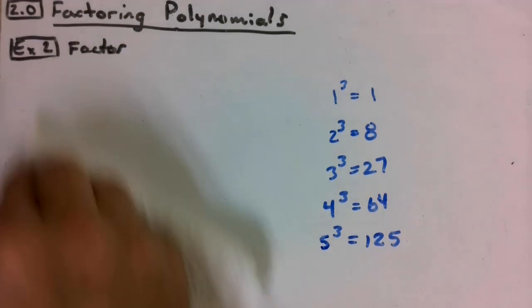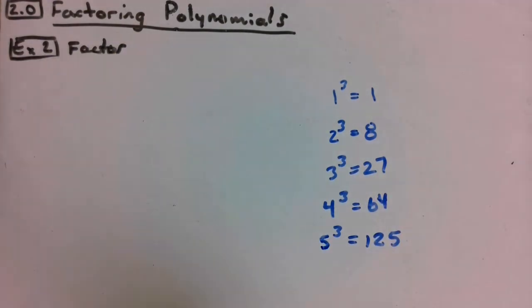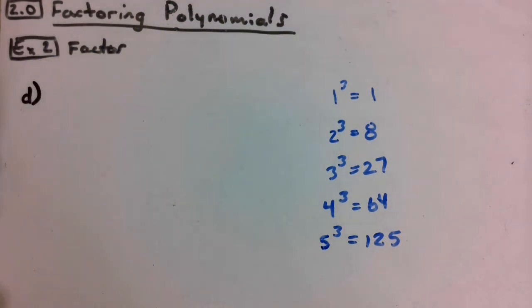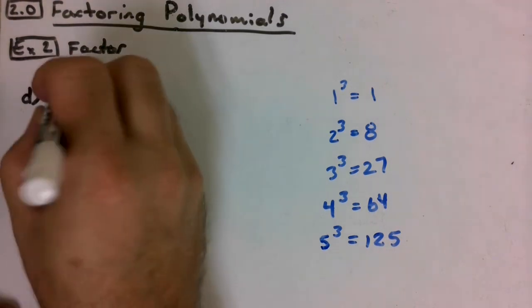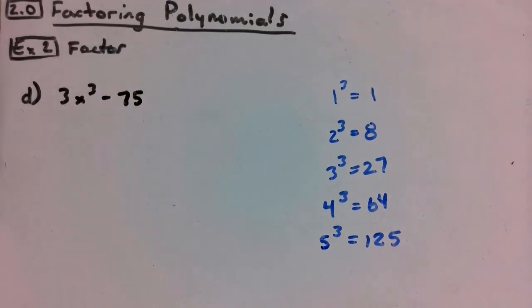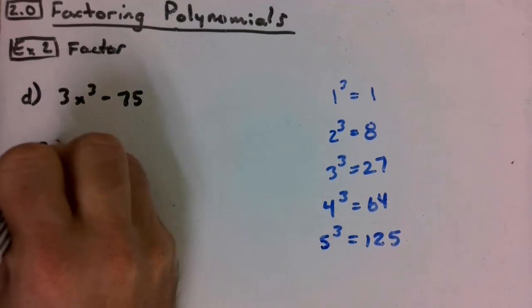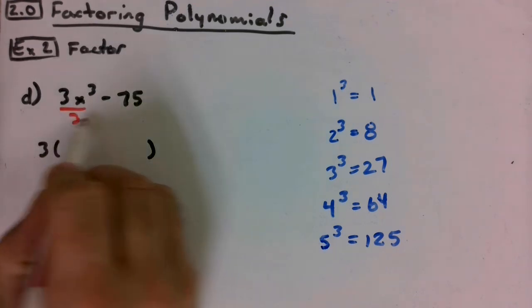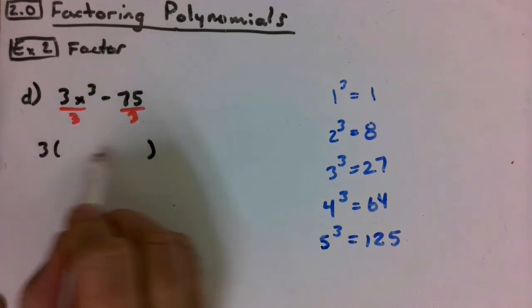For letter D, we're going to take a look at 3x cubed minus 75. With our 3x cubed minus 75, we're going to start where we always start. Factor out the common factor first. 3 does go into 75, so there is a common factor of 3 here. So I'm going to be able to factor a 3 out in front. If you would like, you can show a little bit of work by dividing each one of these by 3. That will help you figure out what goes in the parentheses here.